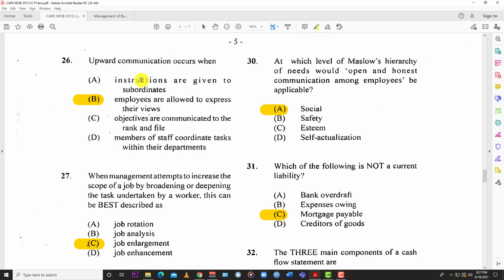All the other ones, their instructions are given to, no, that's going down. Objectives are communicated to, that's going down. Members of staff coordinate tasks within the departments. That's across. That's parallel, right? So the best answer is B. When employees get to be a part of, express their views and might be a part of the decision-making process, that's a communication going upwards.